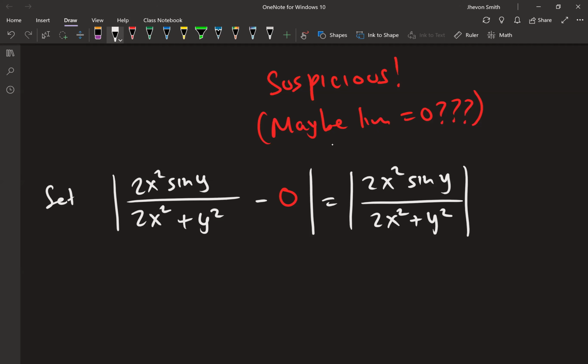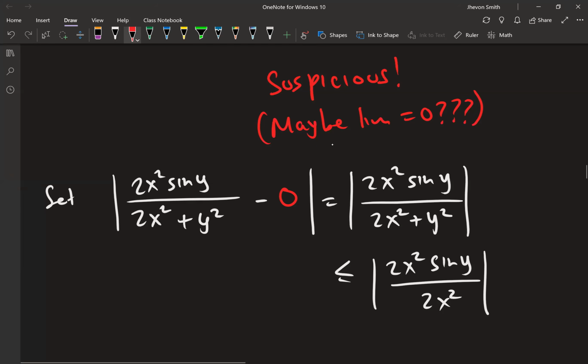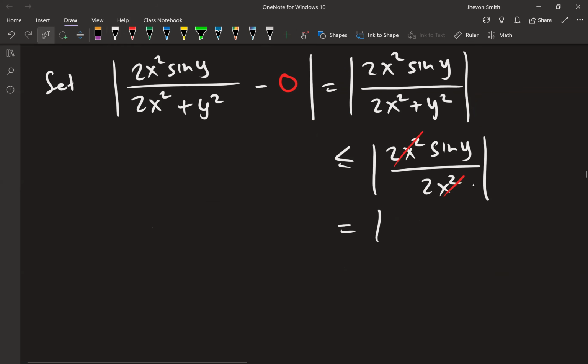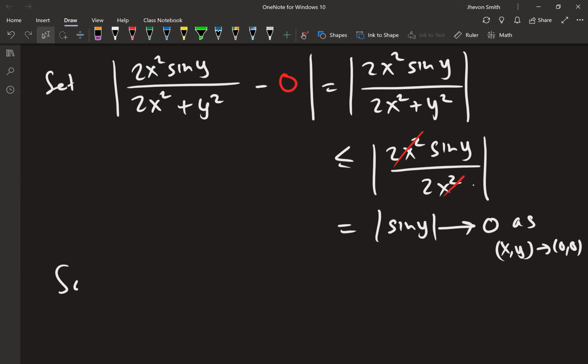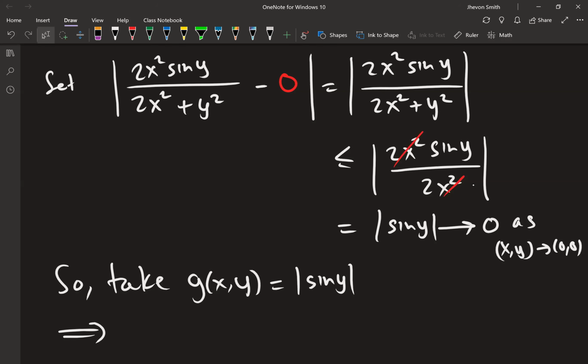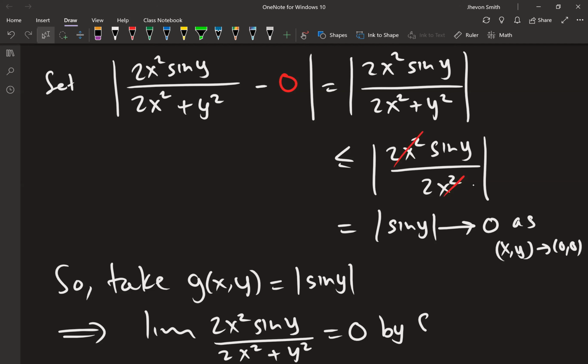How can I do that? Right, again, remove the y squared. That's smaller, these guys would cancel. And so this gives you now sine of y. And the nice thing about sine of y is it approaches 0 as (x,y) approaches (0,0). So take g of (x,y), that's g. That's g equals this. And that means that the limit of 2x squared sine y over 2x squared plus y squared equals 0 by the squeeze theorem.